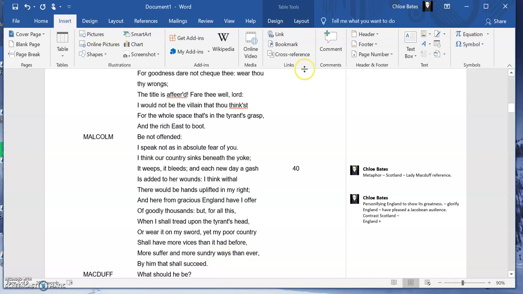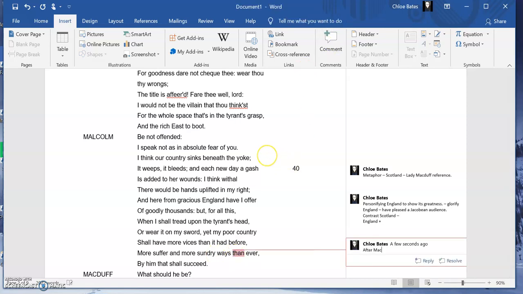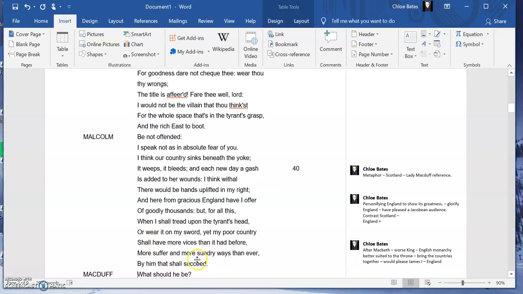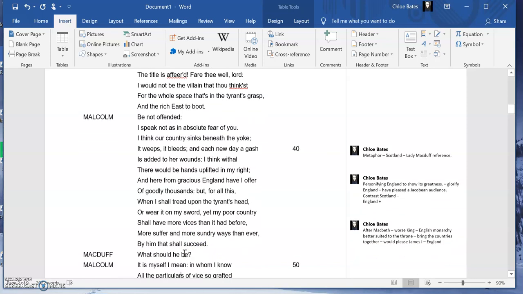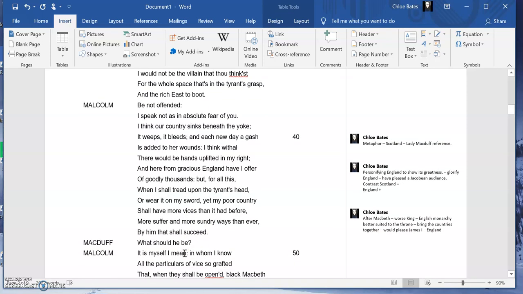So after Macbeth, he's saying there will just be a worse king. Because they are in Scotland. So it perhaps is suggesting here that the English monarchy is better suited to the throne and should bring the countries together, which would please James I. Again, an English audience will be very pleased about that idea suggested by Shakespeare there. So again, he is writing to please, we know that for Shakespeare. But in the sense of the play, Macduff thinks that Malcolm should be king. So he's saying here, what should he be?